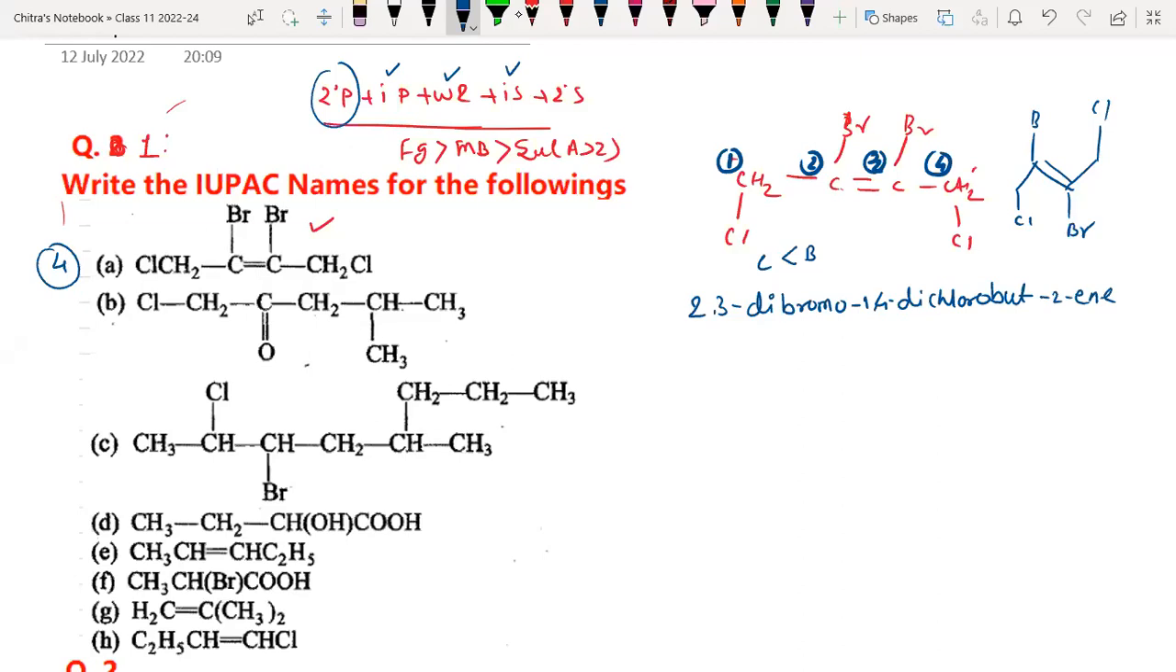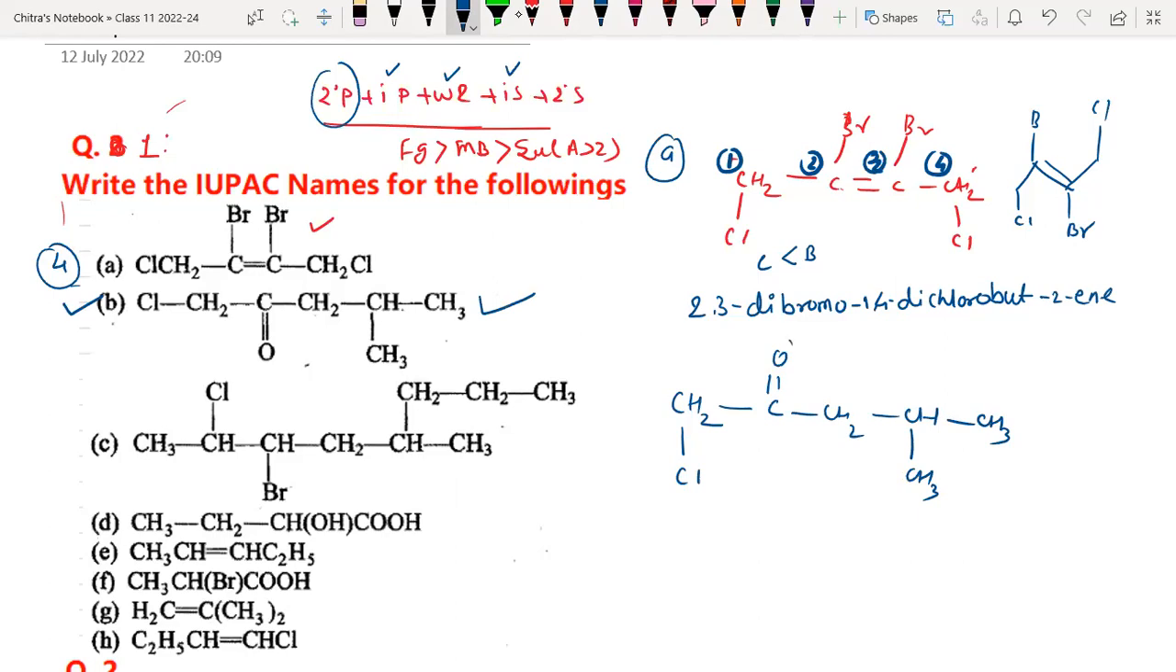Okay, so now the second question we are going to solve. Second one, here B. So this is A. Now I am going to draw B. Here we have CH2, on CH2 we have chlorine. Then here we have C double bond O. Then CH2. Oh, no, here we have CH only. Then here we have CH3 and here also CH3. This is the structure, right?